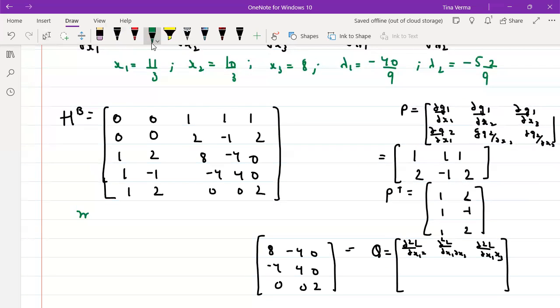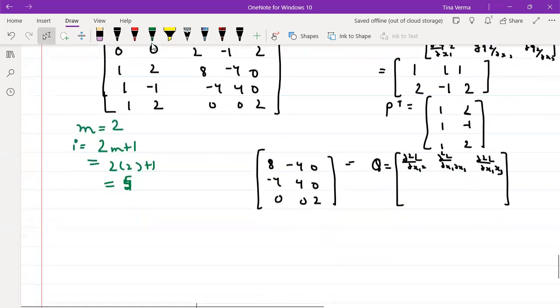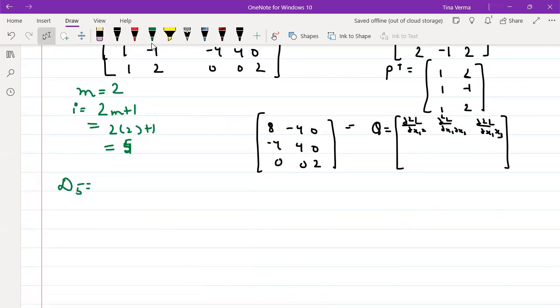And in this case, m is equal to, कितने constraints हैं? 2. So my m is 2. And we have to start calculating di from i greater than or equal to 2m plus 1. That means 2 into 2 plus 1, that is 5. So you will calculate d5. सारा ही हो गया, ठीक है. So d5 comes out to be the determinant of this matrix, 72, which is greater than 0, ठीक है.